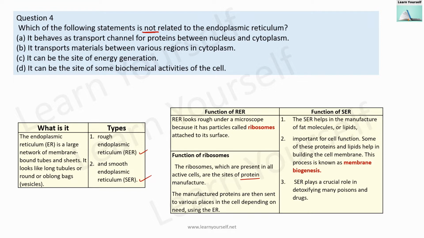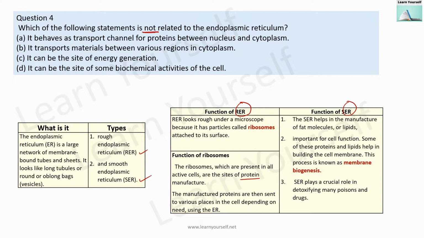So they are manufacturing protein at ribosomes and they are sending this to all other organelles in the cytoplasm. So they are manufacturing and they are sending this protein. This is a function of rough endoplasmic reticulum. Now, smooth endoplasmic reticulum helps in manufacturing of fat molecules and lipid.